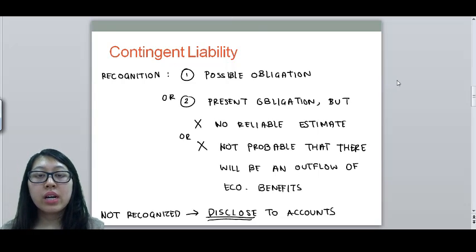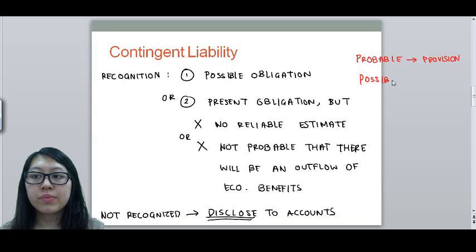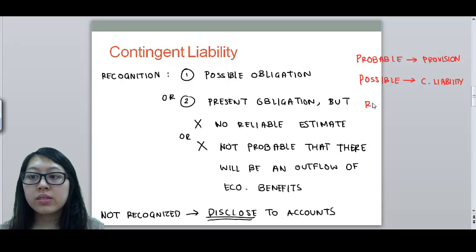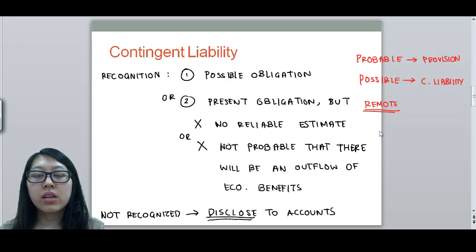So there are easy ways on how to recognize a provision or a contingent liability. The key thing that you should remember is that if it is probable, then you recognize a provision. If it is only possible, meaning a 50-50 chance, then you disclose a contingent liability. The C stands for contingent, not current. And there's another scenario where the case is remote. Remote means that it's a very small issue. Both chances are unlikely. There's no obligation, there's no estimate, there's nothing. So all you have to do is do nothing.